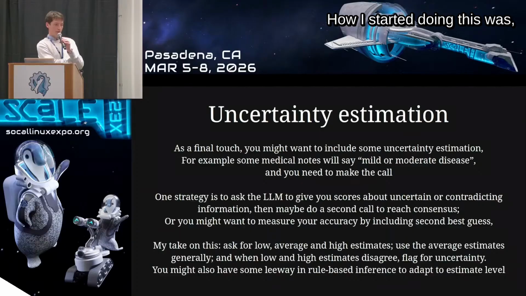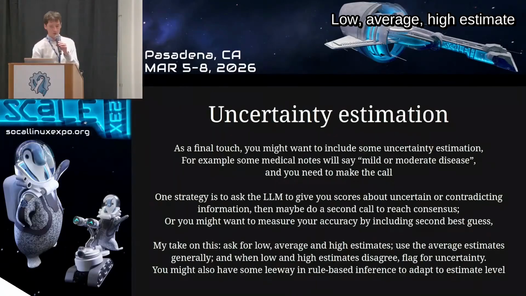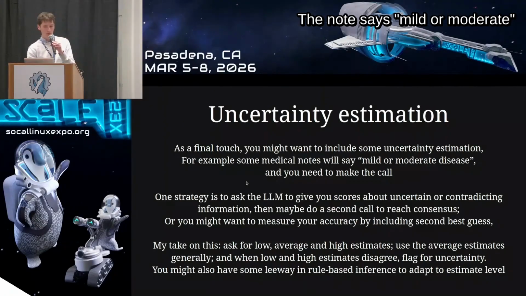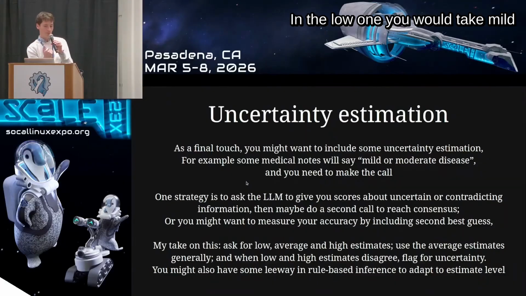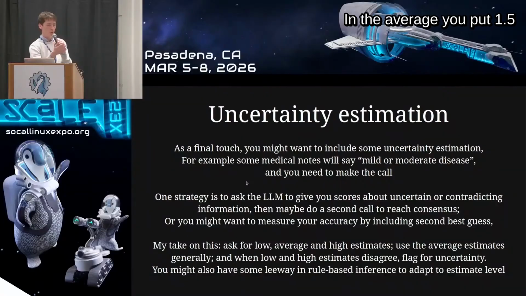How I started doing this was 3 independent prompts: low, average, high estimate. So let's say the note says mild or moderate. In the low one, you would take mild. In the high one, you would take moderate. In the average, you put 1.5.